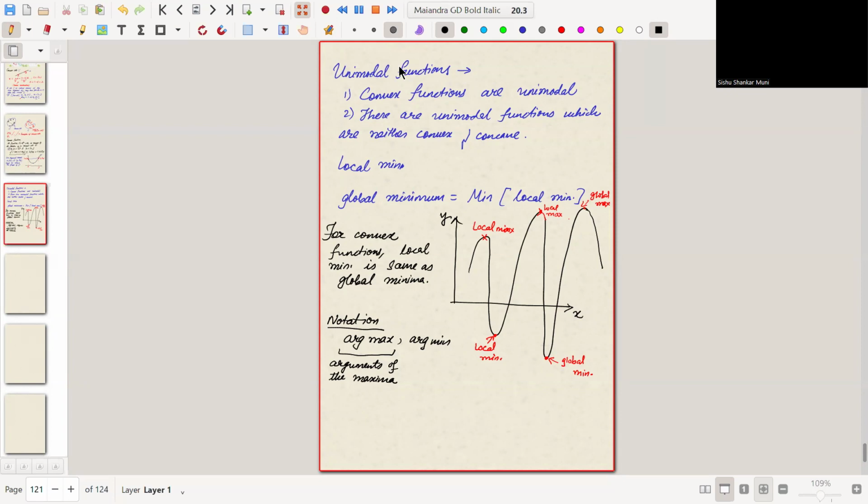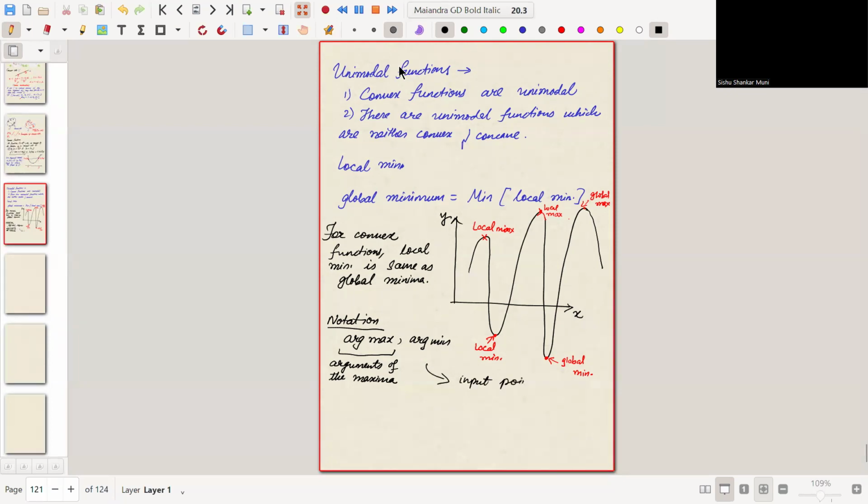So what are these? These are the input points at which the function output is either minimized or maximized. So argmax and argmin are the x values. They are not the y values. They are the collection of the arguments of the maxima. Argument means the input, not the output. So these are the input points.